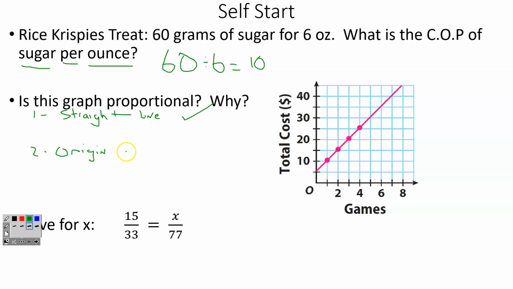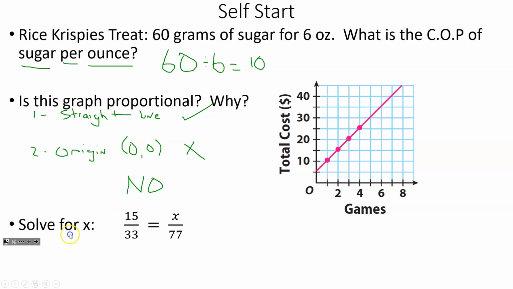Goes to the origin. Well, the origin is set at 0, 0. And when I look at it, it doesn't go through 0, 0. It doesn't go through the origin. So, is this graph proportional? No. Why? Because it doesn't go through the origin.